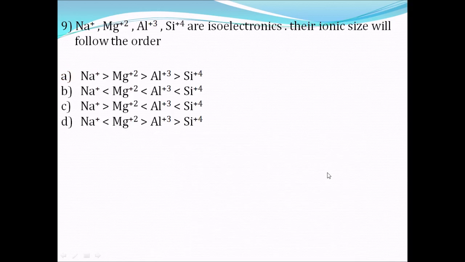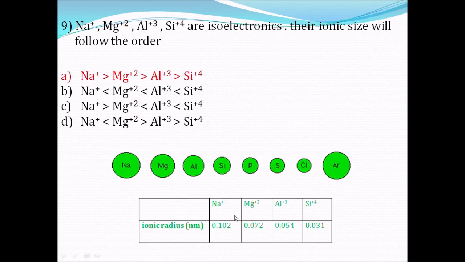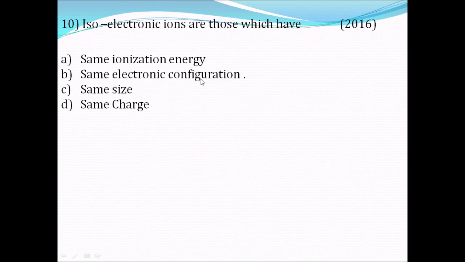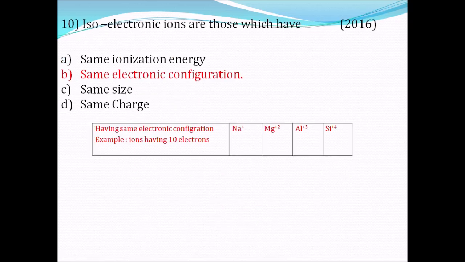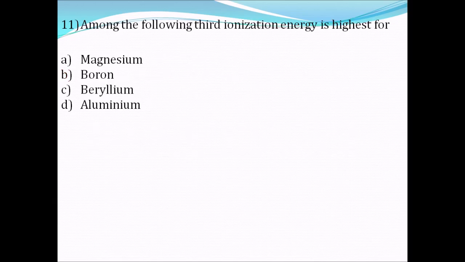These are the isoelectronic ions sodium, magnesium, aluminum, silicon. Their ionization energy will follow the ionic radius, so it will follow the order: sodium is highest, then magnesium, then aluminum, then silicon. Isoelectronic ions, those which have the same electronic configuration, are called isoelectronic ions. Among the following, the third ionization energy is highest for which?